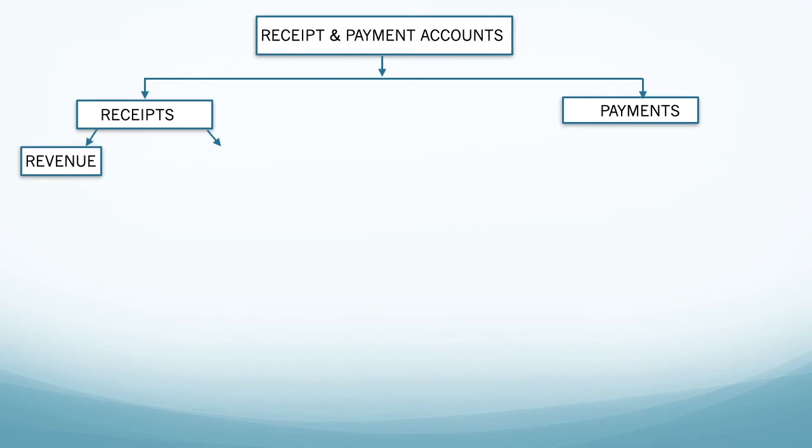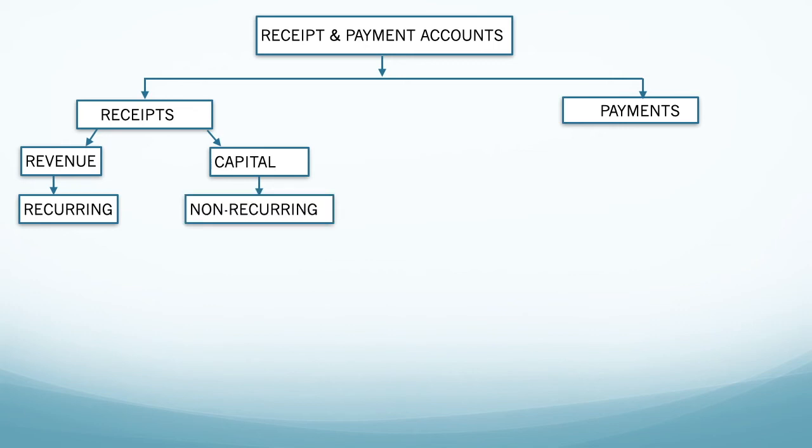Now here receipts are divided into two parts, revenue and capital. Revenue receipts means it is recurring in nature. Recurring means regularly, after certain intervals or after a specific period of time or in continuation, you get this money. Capital is non-recurring. That means the duration, the time, the occurrence is not fixed. When it will occur, we don't know. So it's non-recurring.